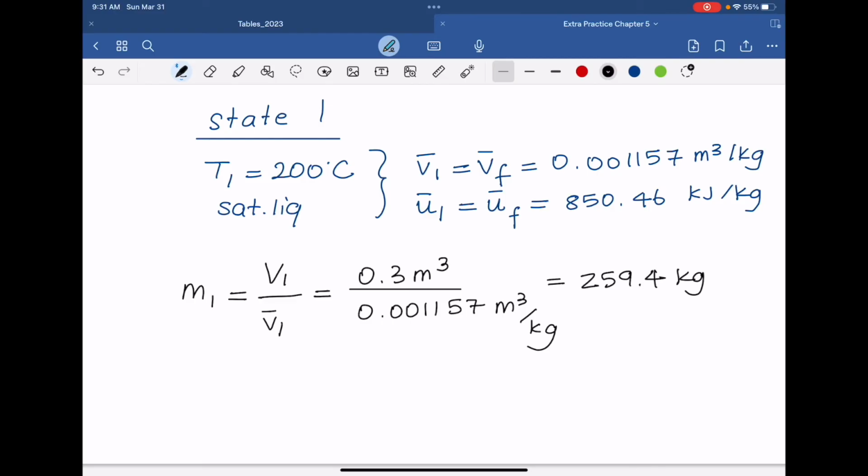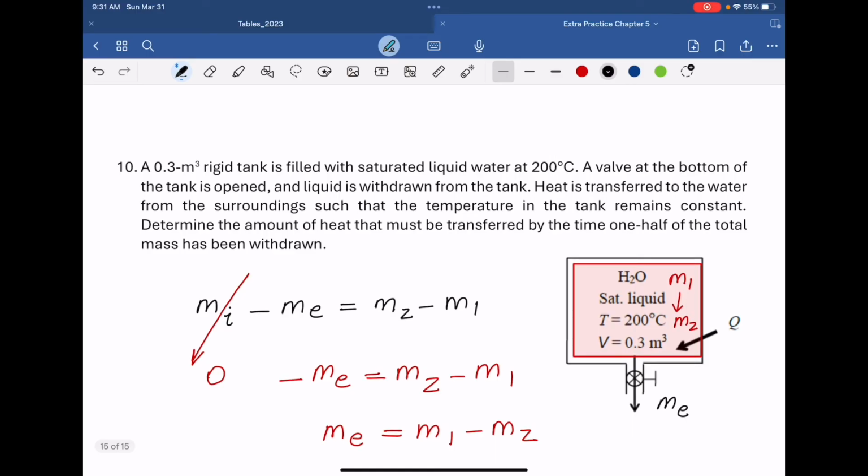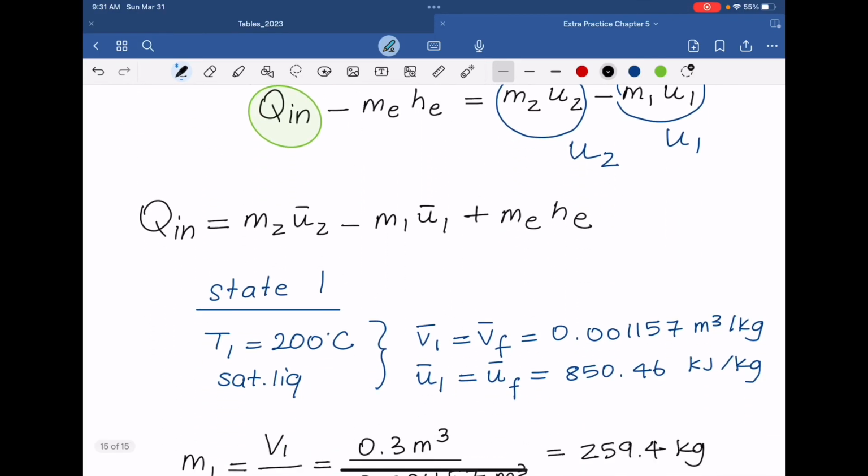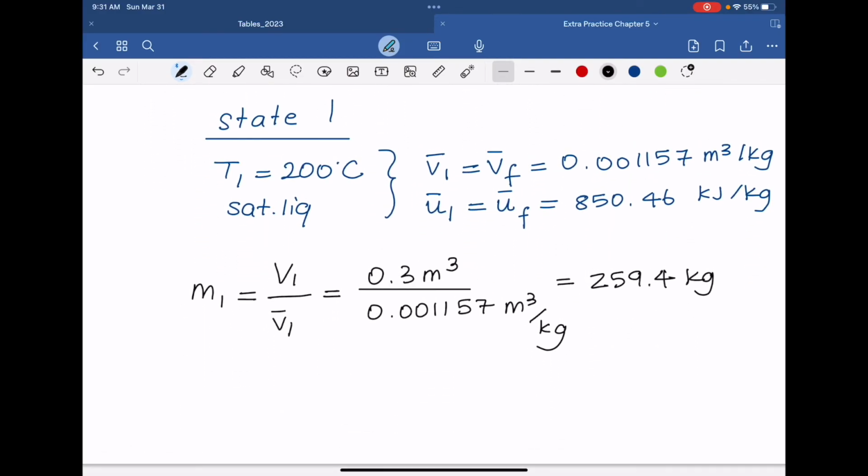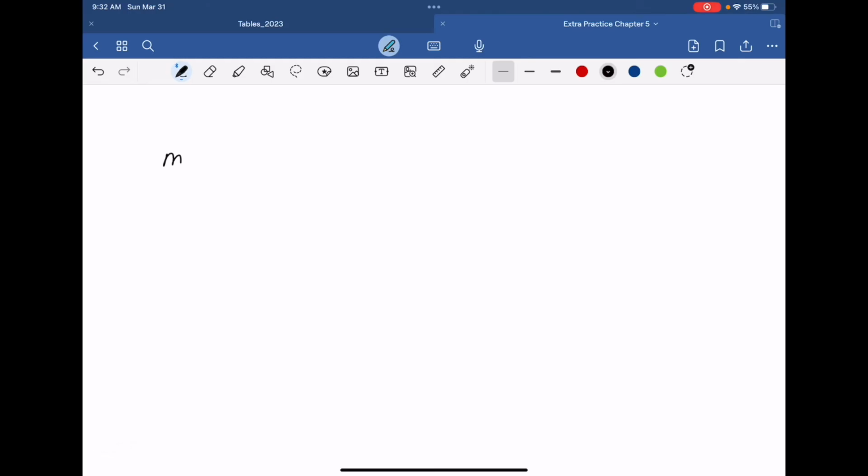Now, the problem statement gives you another hint about energy and mass interactions. In other words, it says 1/2 of the total mass has been withdrawn. Okay, so that means half of it exited and the remaining, which is actually the half of it, will remain. So the second state mass has to be half of this. And of course, if you know M1 and M2, first state and second state, you can understand how much has to exit to obtain that number, right? So let's go to the next page. We know that ME was M1 minus M2.